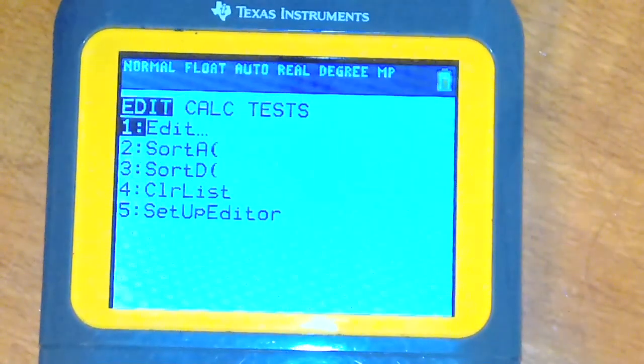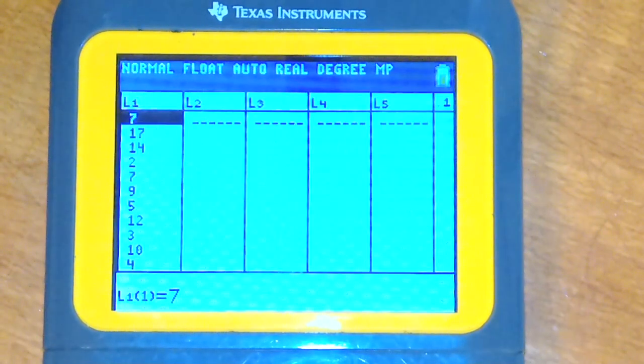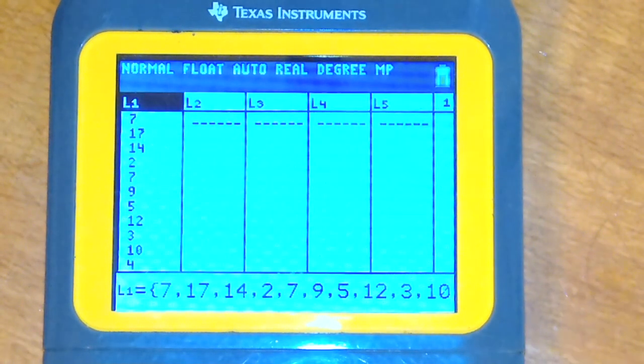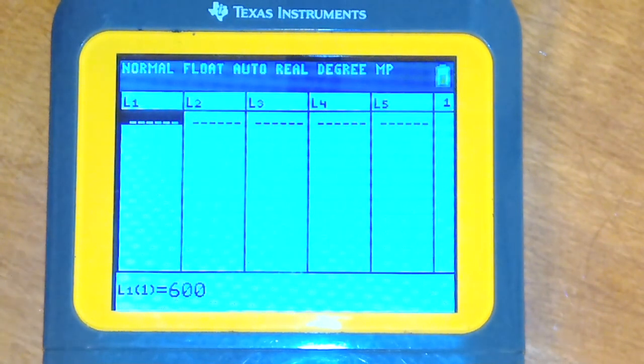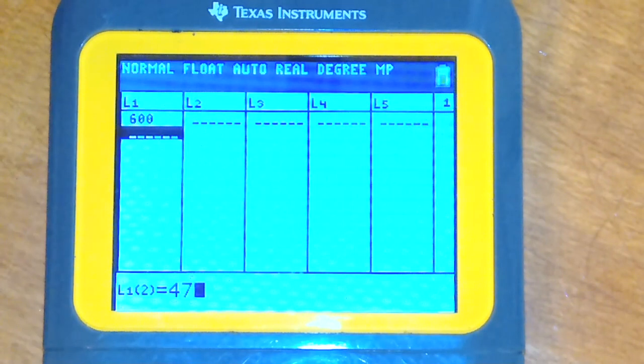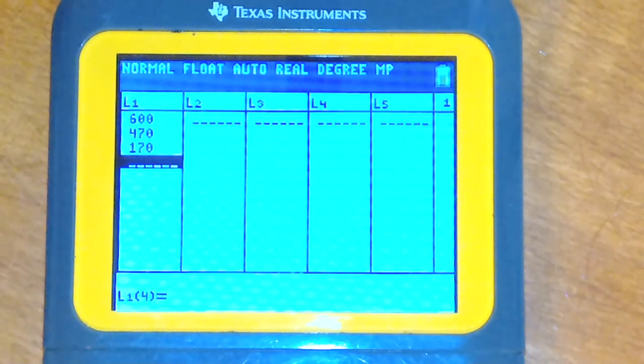We would go to the stat button. I would go to edit. I'm going to clear what I have here. So I'm going to come up here and press clear, not delete, clear, and then enter. And then I'm going to put in the heights of the dogs, which were 600, 470, 170, 430, and 300.